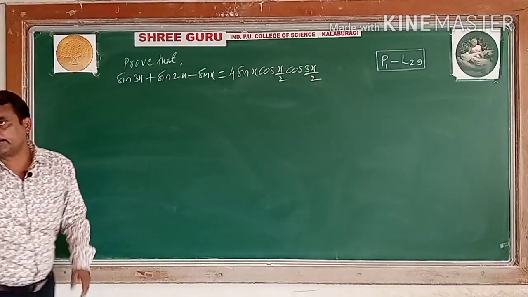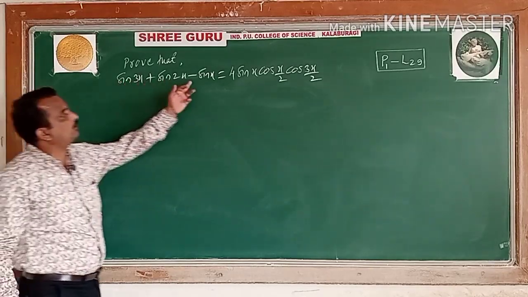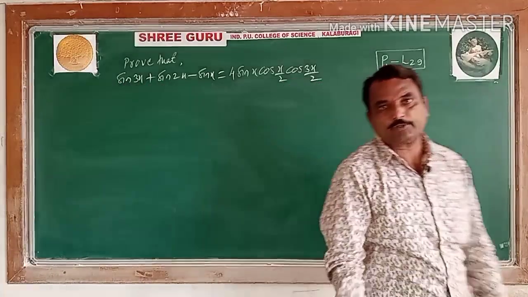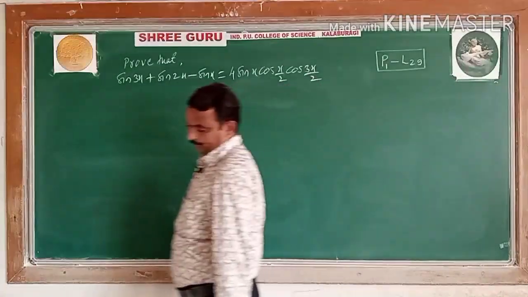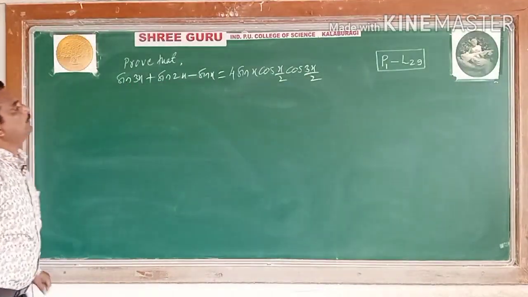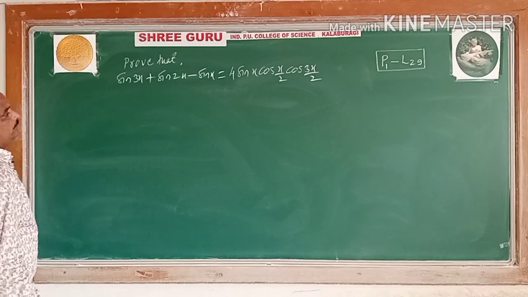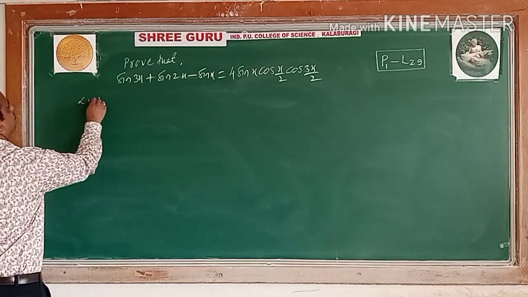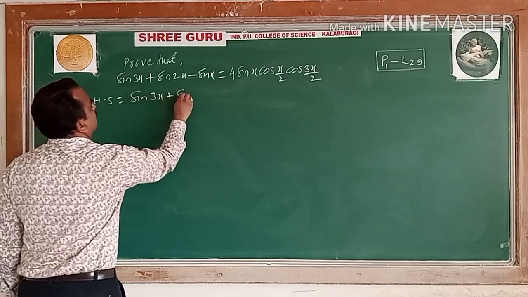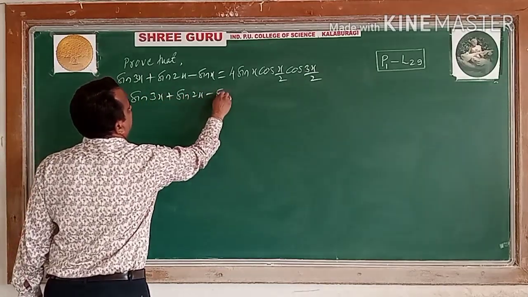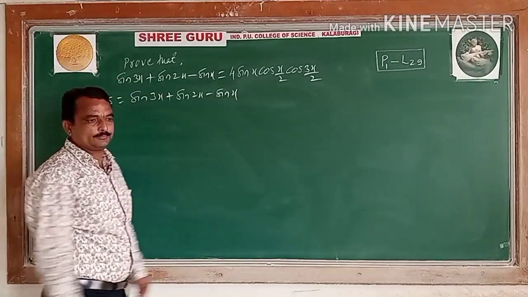See this one, students. Here there are 3 terms, the sum of two and one difference term, and you have to prove it in terms of a product of 3 terms. Let us say LHS is equal to sin 3x plus sin 2x minus sin x. This is your LHS here.